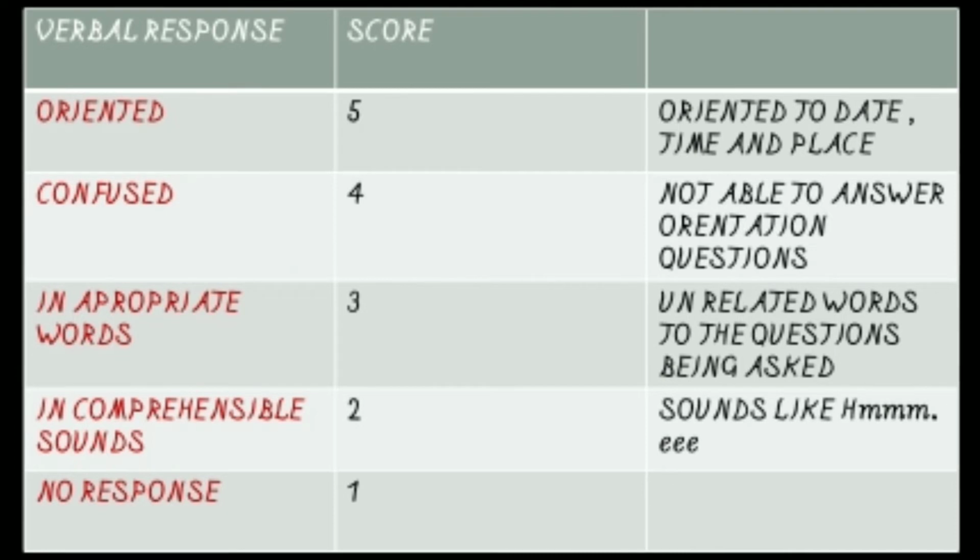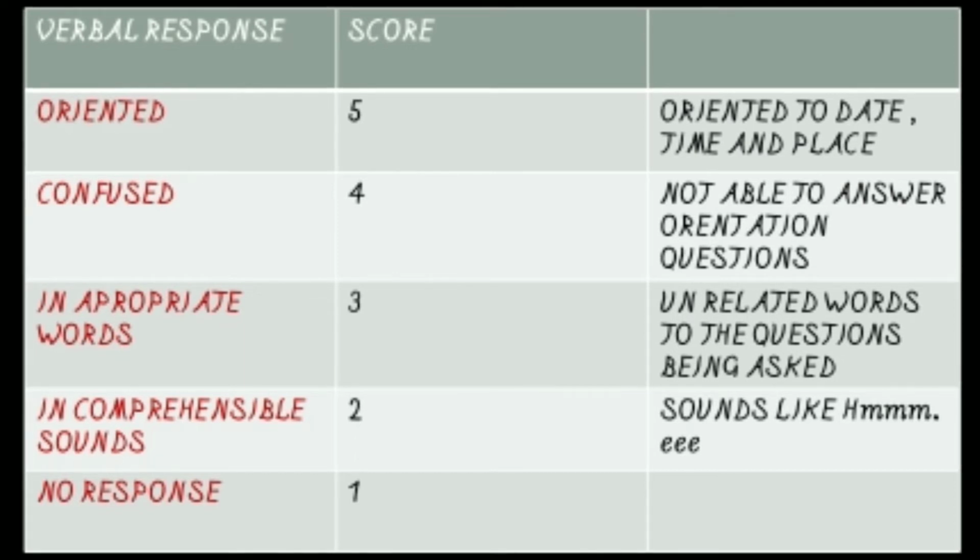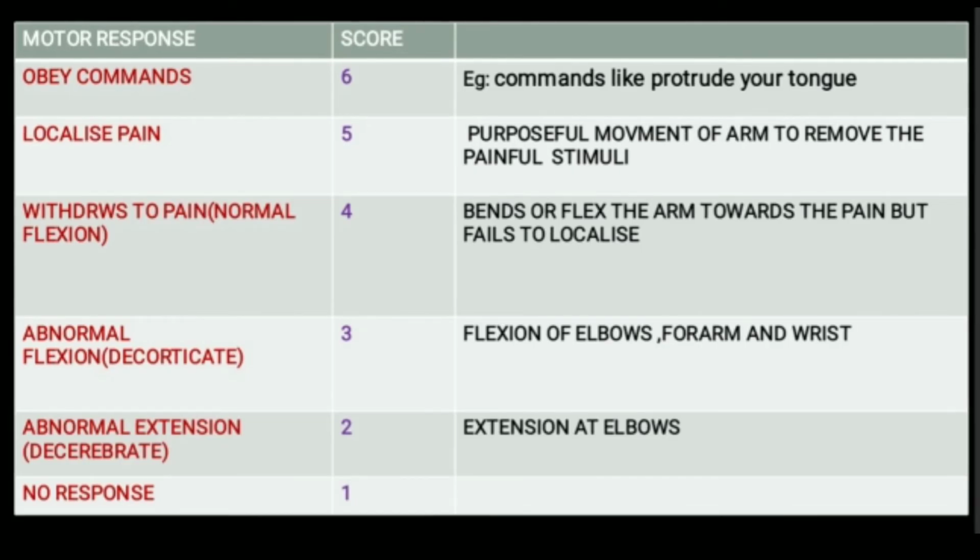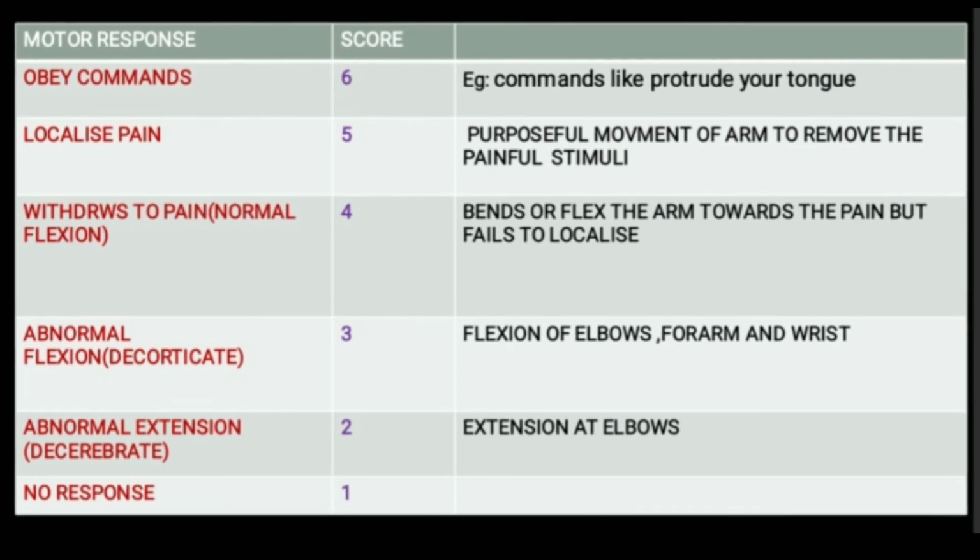If the patient is having no response, the score is 1. So the minimum score awarded is 1 and the maximum score awarded for the verbal response is 5. Now we can go to the last part, that is motor response. In the motor response, the maximum score is 6 and the minimum score is 1.